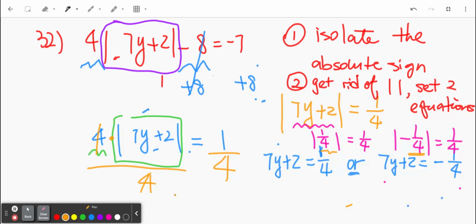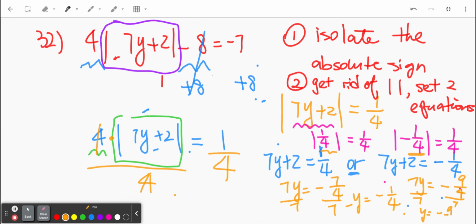All right, now you solve the equation. So basically, 7y equal to negative 7/4. Then divide by 7 on both sides. Y equal negative 1/4. And then the other one is 7y equal to negative 9/4. Divide by 7 on both sides. Y equal negative 9/28.